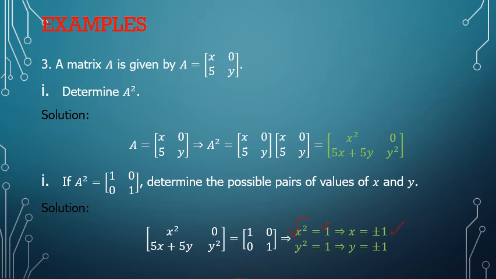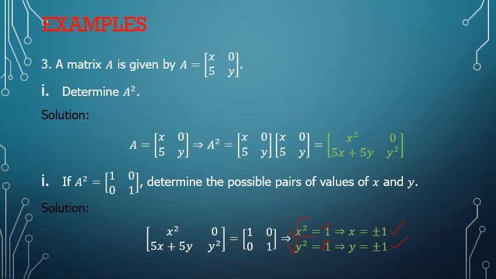Also for y squared, we have y squared equals 1 also. Again, if you take the square root of both sides to get rid of the power, it will be the square root of y squared, which is the same as the square root of 1, which gives us that y equals plus or minus 1. We can also confirm this.